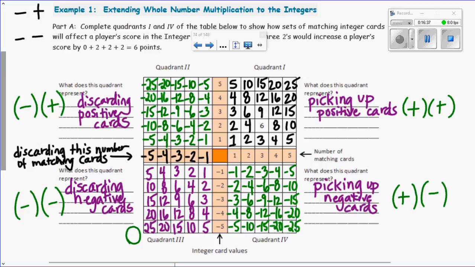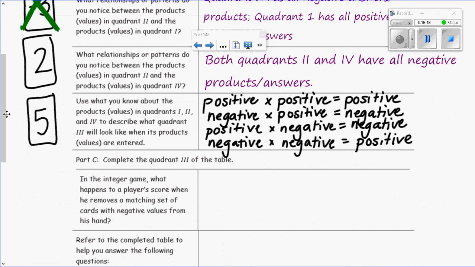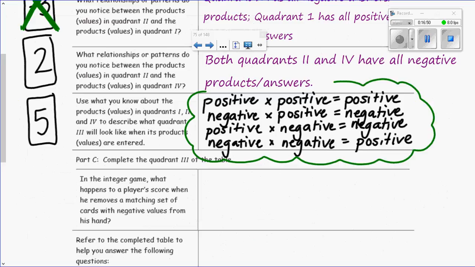So if you look back right above part C, that's the one that we're about to fill in right here. This is going to help you, these are basically your rules for multiplying, and really cool, these are also going to be your rules for dividing. So it'll be the same thing except they'll be division signs. Okay, so for part C, we already completed quadrant 3.